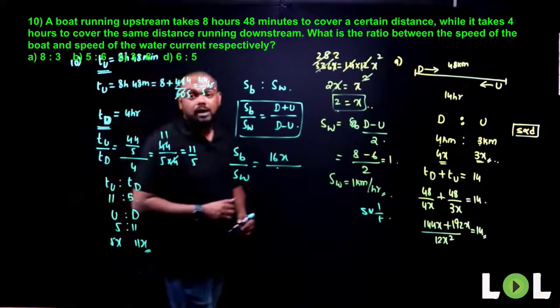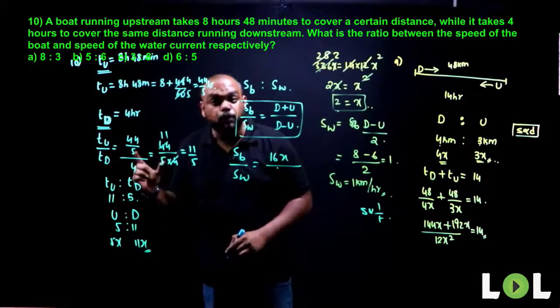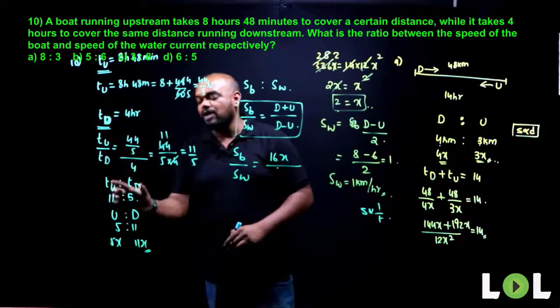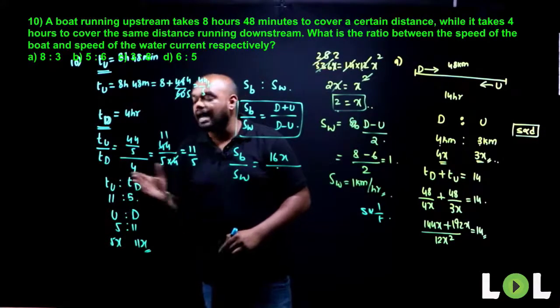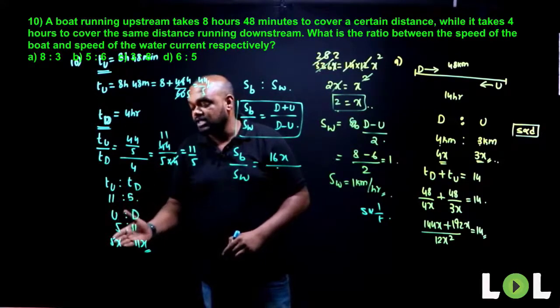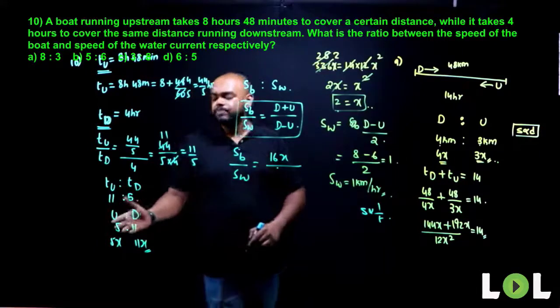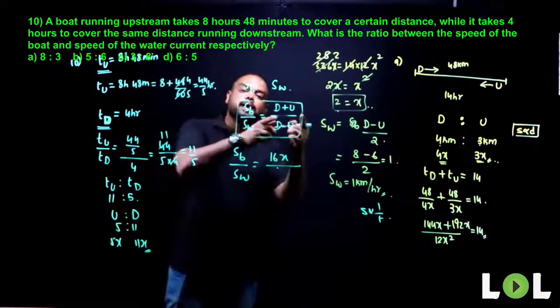Okay. Now recall, time and speed are inversely proportional to each other. I have the time ratio of upstream and downstream. If I reverse it, I should get my speed ratio of upstream and downstream, that is 5:11, which is 5x and 11x. Okay, so upstream speed is 5x and downstream speed is 11x. Bring them and put them in here.